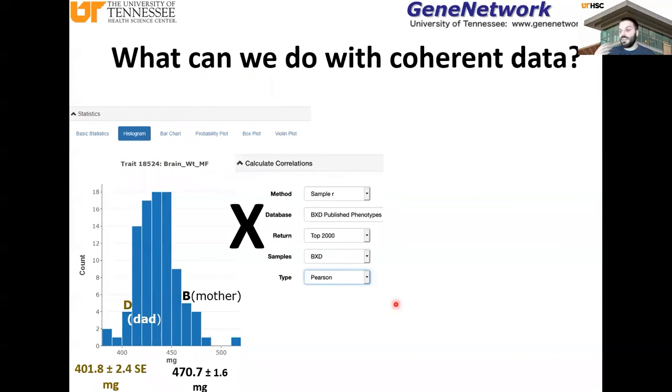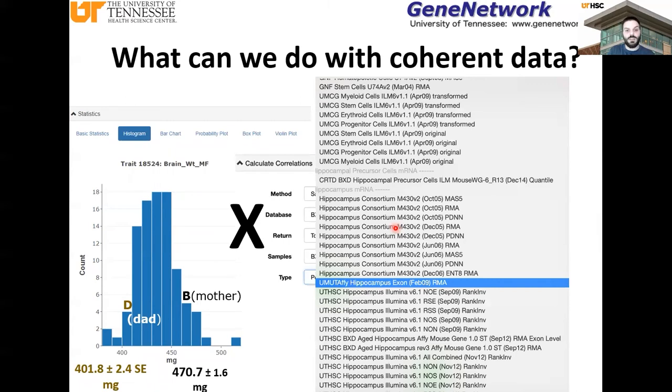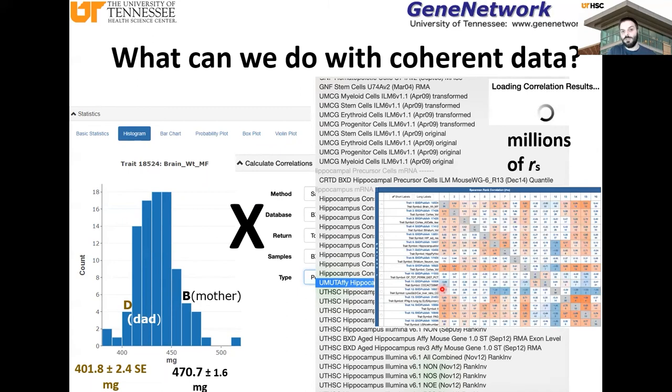And what we can do is then correlate that phenotype against any of the 10,000 phenotypes that are on Gene Network, all 10,000, or any of the gene expression data sets. So we could say, let's correlate brain weight against hippocampus exon data and see if there's any exons that correlate with brain weight in the BXD. And it'll load all those correlations, and you can have millions of R values. So, an almost infinitely big correlation matrix. And we can do that for, as I said, 10,000 phenotypes by 20,000 genes and even more for exons.